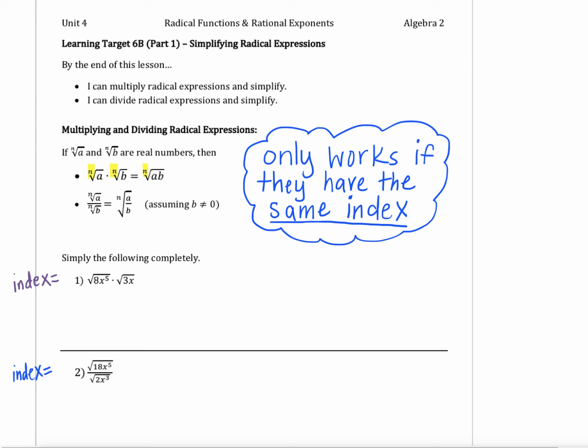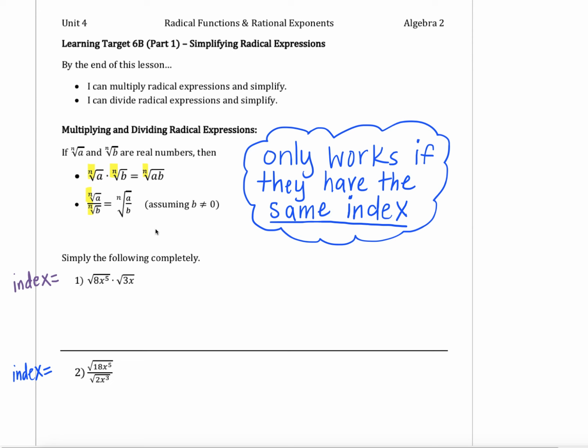Similarly, if we have division and we have the nth root of a divided by the nth root of b, because they have the same index, we can simplify that as the nth root of the entire fraction of a divided by b. Now, because we're dealing with division here, we do have to make the assumption that b is not equal to 0, otherwise we're going to get an undefined expression. Again, this only works when we multiply or divide if they have the same index overall. Let's start looking at a couple examples.